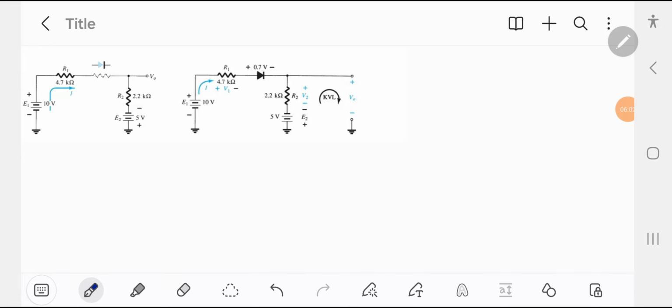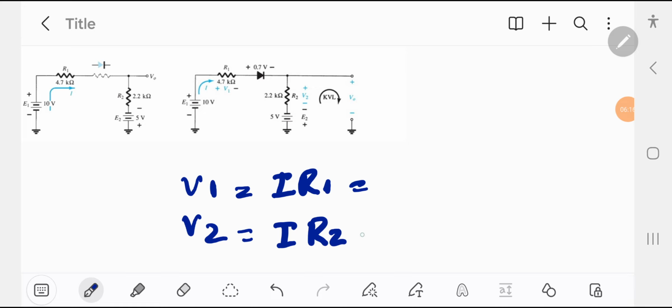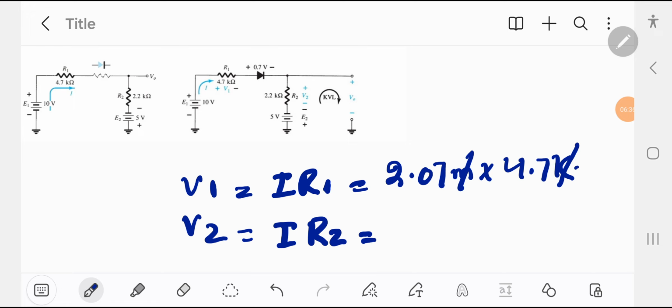Now I is found here. In this case V1 and V2 can be easily found. So I here in this case is 2.07 milliampere cross 4.7 K, which is equal to 9.73 volt.